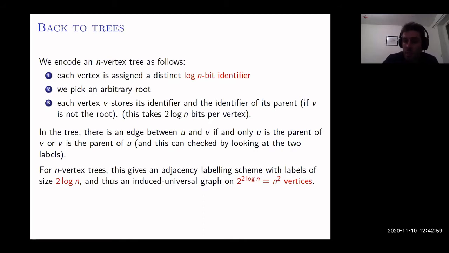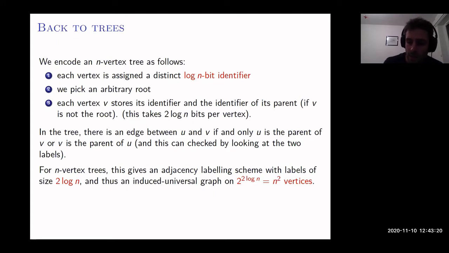And using the translation that we have just seen, this means that n-vertex trees have an induced universal graph with at most 2 to the 2 log n, which is n squared vertices. That's much more efficient than 2 to the n. And the scheme is extremely simple.